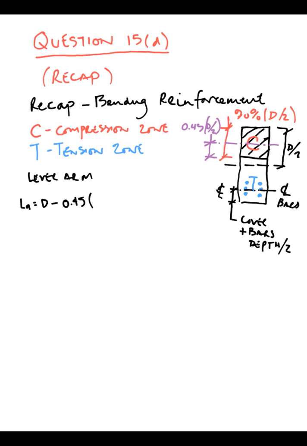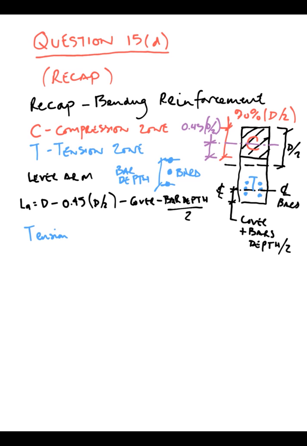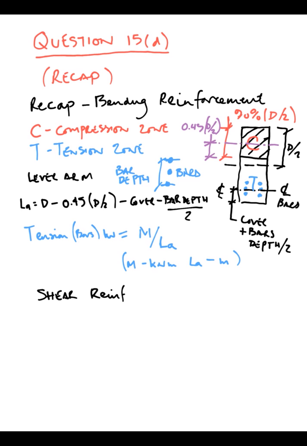And the lever arm is derived from taking away the 0.45 D over 2, which is half the compression zone, minus the cover, minus the bar depth over 2, which is the tension zone region. And this will give the lever arm for bending, which is an approximate assessment. The tension in the bars is given by M over LA, where M is the moment in kilonewton meters and LA is the lever arm in meters.